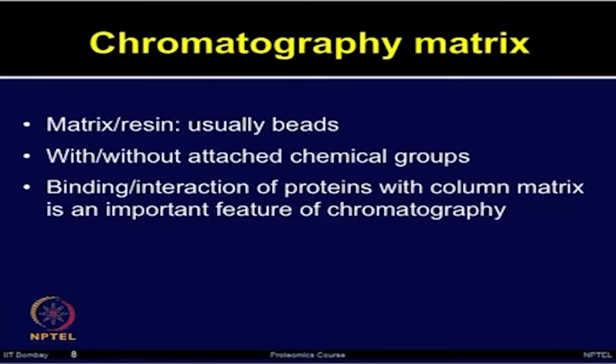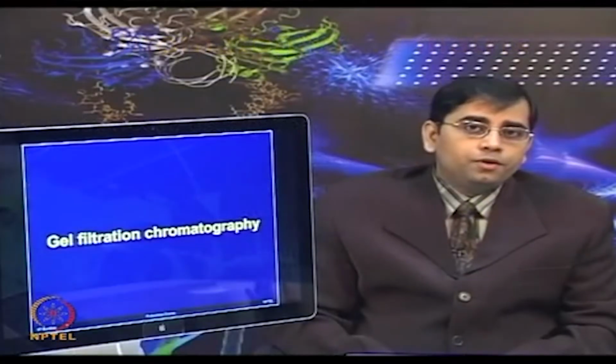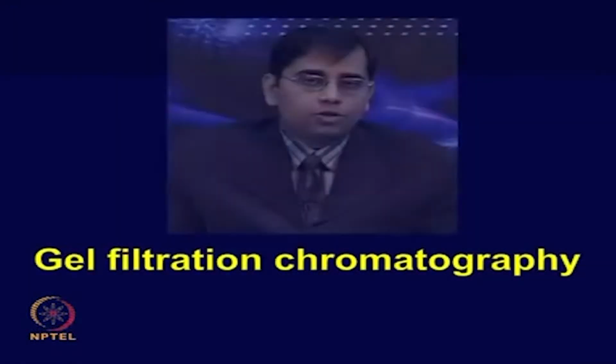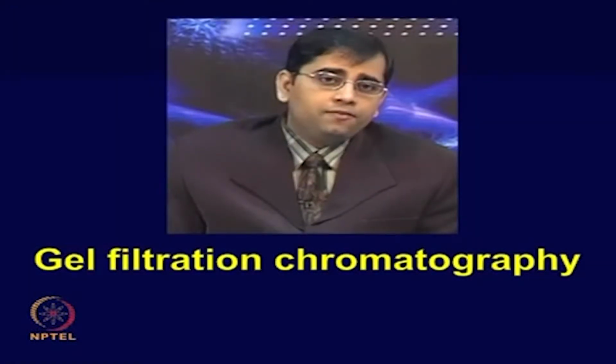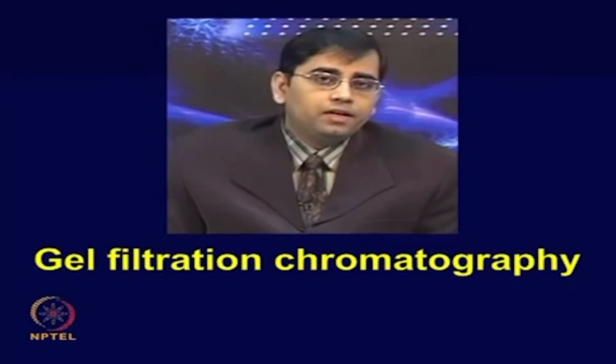So, as we just talked, chromatography involves the selection of the right matrix. These matrices are very important for binding and interaction of proteins, and they can determine the kind of achievement which we want to achieve from these types of chromatographic methods. So, let us move on to more specific chromatography techniques such as gel filtration chromatography. Gel filtration chromatography separates proteins on the basis of difference in size.